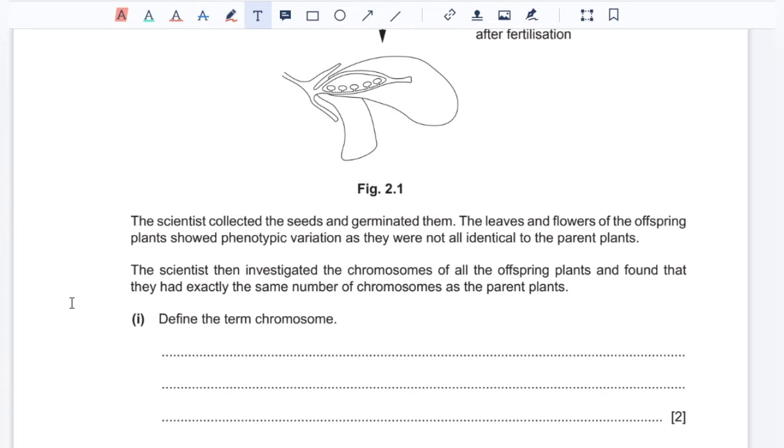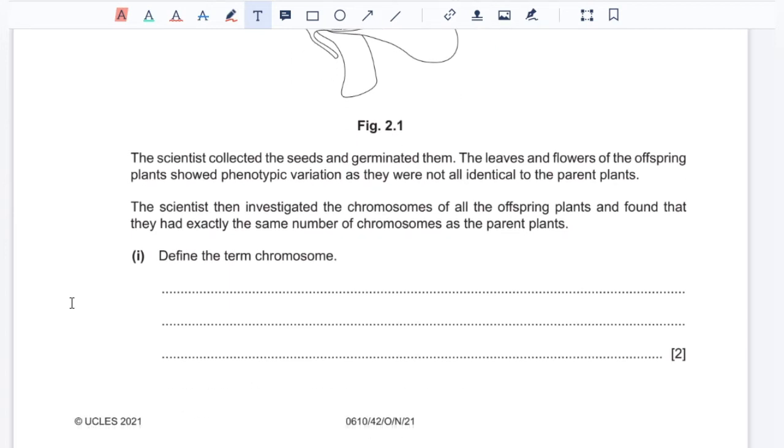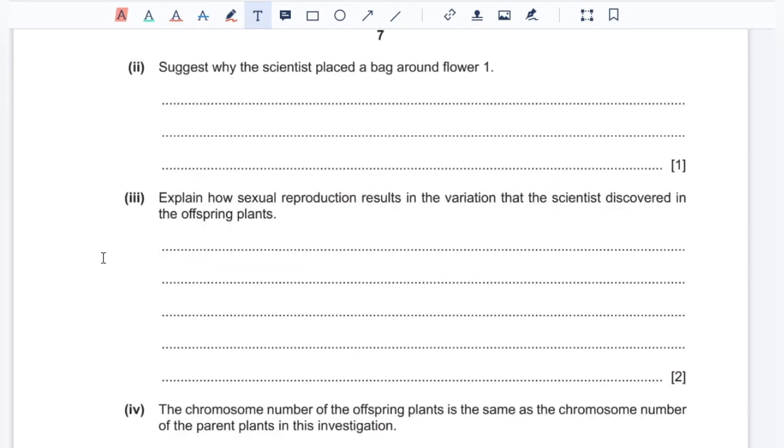1. Define the term chromosome. So a chromosome is a molecule of DNA which contains the genes. 2. Suggest why the scientists placed a bag around flower 1. This will prevent pollination as it prevents pollen from another plant landing on the stigma of the covered plant.